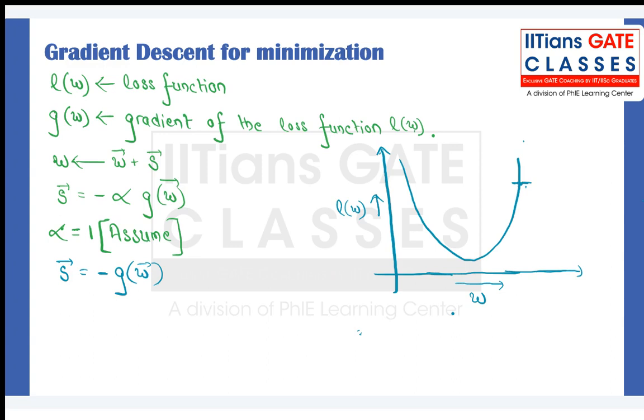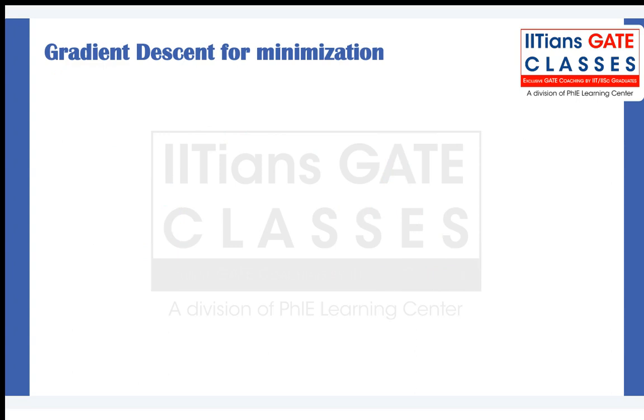Try to think for 2 minutes and then let me know. Yes. So as I said, no problem. It's okay if you don't understand this. It's very simple actually. So S prime is minus alpha times G of W, right? Where G of W denotes the gradient of the loss function L of W.